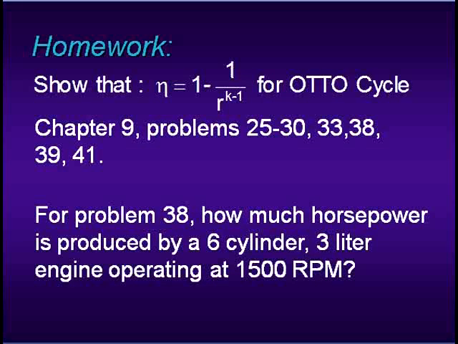Okay, finally, let's have some homework. First, I'd like you to show that the efficiency equals 1 minus 1 over r to the k minus 1 for the Otto cycle. That's for the ideal Otto cycle, where you have reversible and adiabatic power input and power output for your engine. Also look at these problems in Chapter 9. And finally, for problem 38, how much horsepower is produced by a 6-cylinder 3-liter engine operating at 1500 RPM? Do that for the specifications of problem 38.